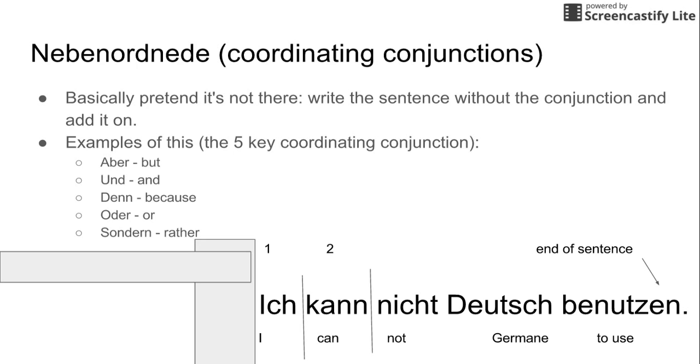In fact, we can even write the thought in English and then translate it word for word without worrying about word order, except the unconjugated verb goes to the end, and all those other awesome rules that you have to worry about since the beginning of learning German. For example, ich kann nicht Deutsch benutzen, I cannot use German, is a complete sentence and a complete thought. Then all you have to do is add the coordinating conjunction and the thought that goes with it, and the sentence that goes before it.